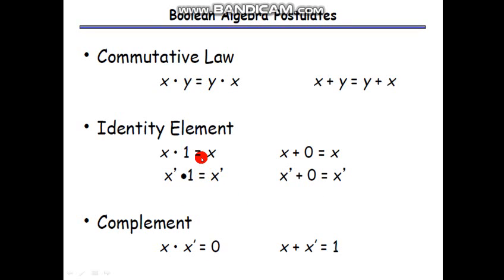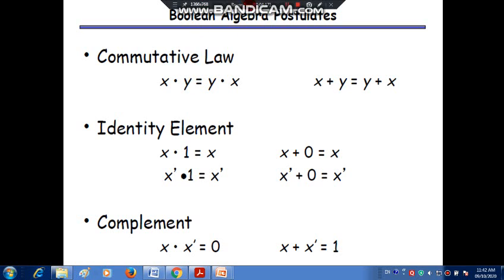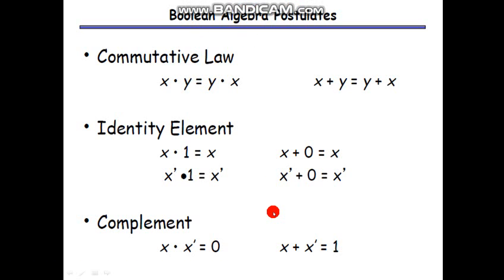There are some Boolean laws that we can discuss here. The Boolean laws will start with the commutative laws. The first is the commutative law, second is the identity law, and third is the complementary law. There are a total of nearly 19 to 20 different laws, but we will try to discuss the basic laws only.